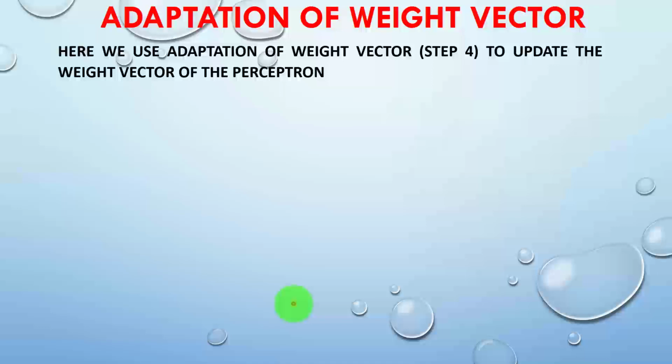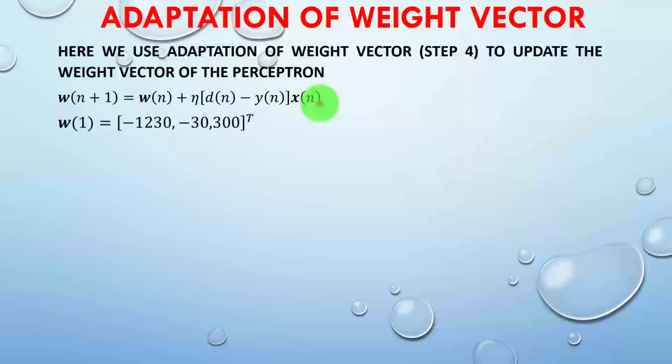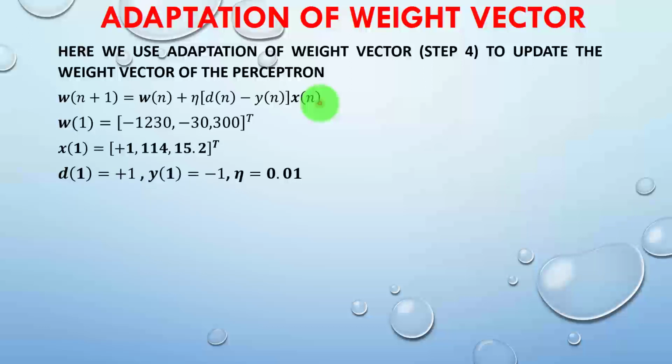Here we use the adaptation of weights vectors. Step 4 to update the weight. We have seen these steps before. So this Wn plus 1 is equal to Wn plus eta times dn minus yn multiplied by xn. This was our equation. So we have just to plug in the values. We have these values for weights and for inputs. Okay, these are the values we got before. So let's now substitute in this equation.